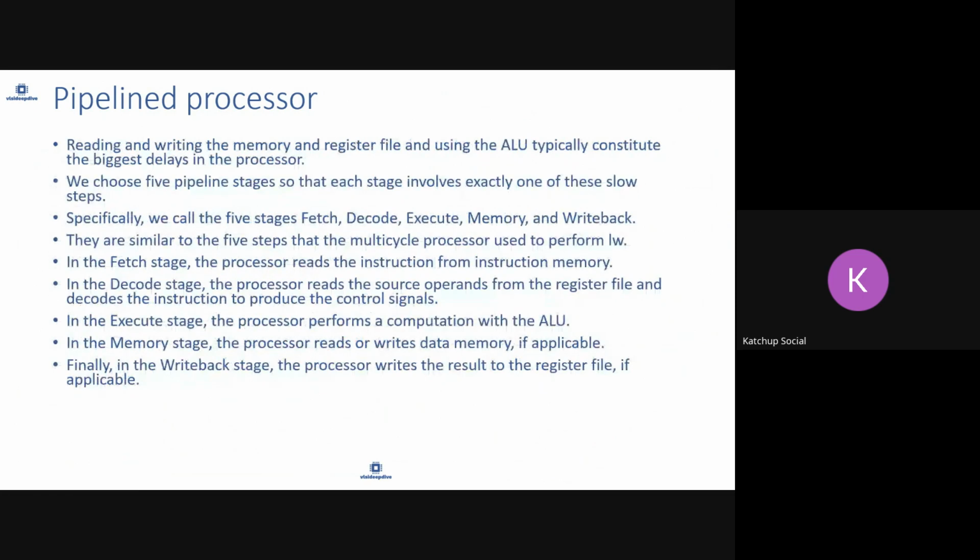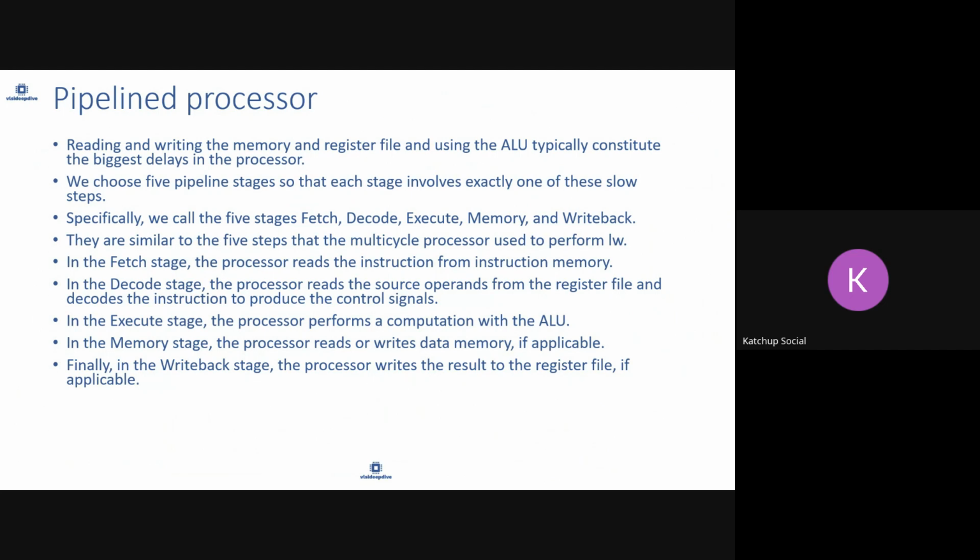Okay. So again, similar to when we were talking about multi-cycle instructions, let's see what the slowest parts of the processor are. Reading and writing into the memory is the slowest part. The ALU also typically is the slowest part, which is the biggest delay. So we'll choose our pipeline stages so that each of these stages will involve only one of those slow steps.